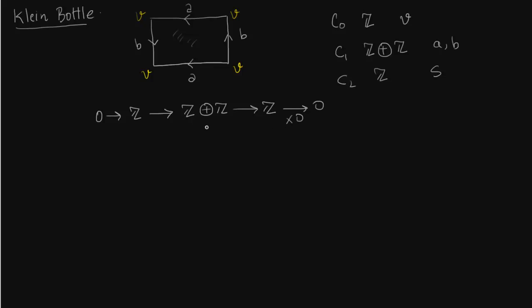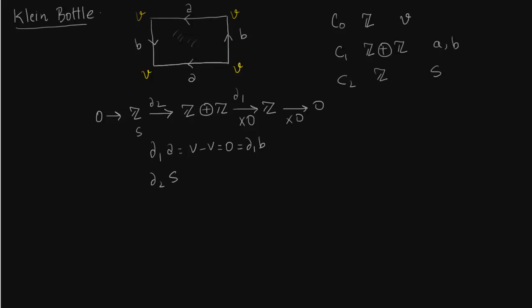So we want to find the delta 1. Delta 1 of A is just V minus V, which is 0. This is same as delta B. So the kernel of the map is the entire Z². Now delta 2 of S is slightly more interesting.